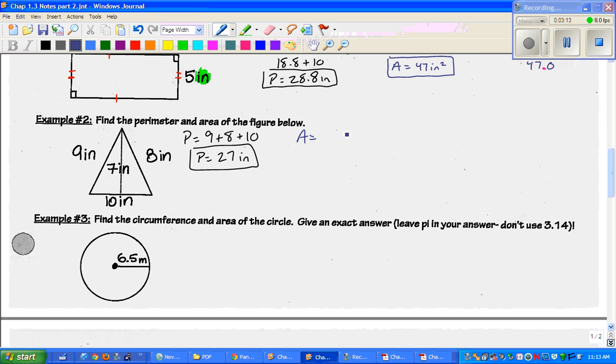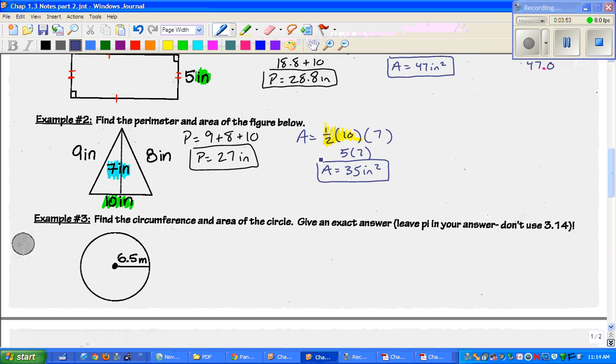Now, when we find area of a triangle, area equals 1/2 the base times the height. Our base is 10. And our height, how tall it is, the line going straight up. Since we're doing this in our heads, first thing I'm going to do is 1/2 times 10, which gives us 5. And 5 times 7 equals 35 inches squared.